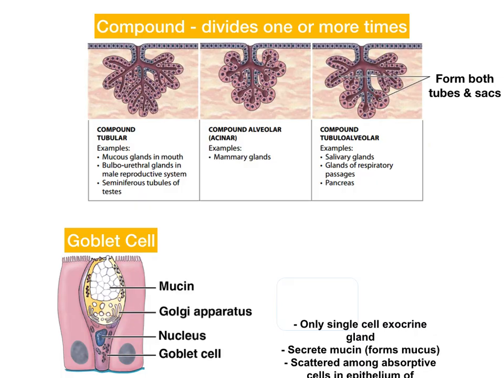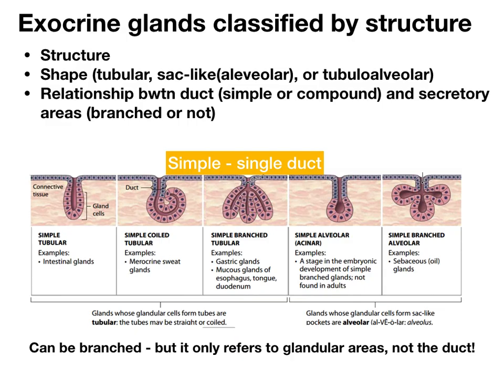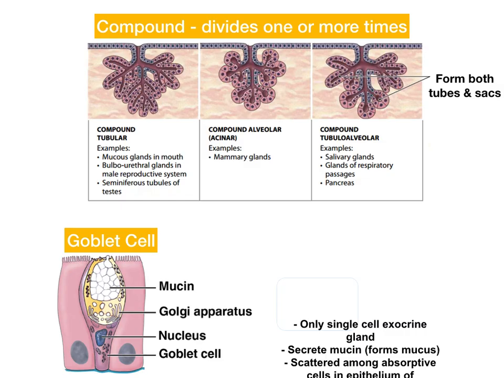Then we have 3 different compound types. This divides one or more times. So looking at the last slide compared to this one, you can see how there's different branches. You can think of it like a tree and all the different branches. So we have our compound tubular, which in our example is our mucus glands in our mouth, our bulbourethral glands in our male reproductive system, and our seminiferous tubules of the testes.